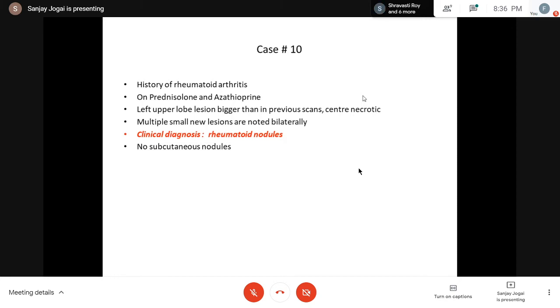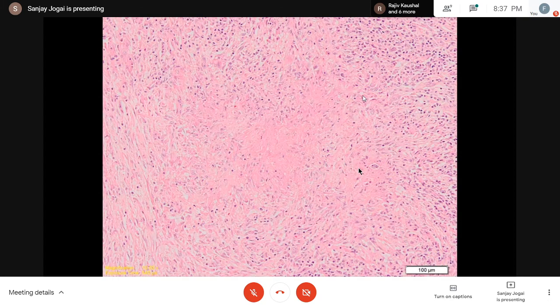So this is case number 10. This is a patient with history of rheumatoid arthritis, was on prednisolone and azathioprine, and had a lung lesion which was getting bigger and was centrally necrotic, and multiple smaller lesions were also appearing. So they thought, are these rheumatoid nodules? But hang on, there were no subcutaneous nodules at all, and they took them out. So this is a low power view, central area of possible necrosis with a bit of a cellular infiltrate around it.